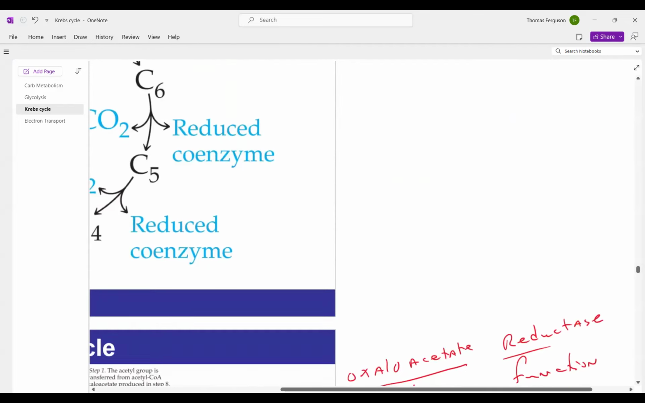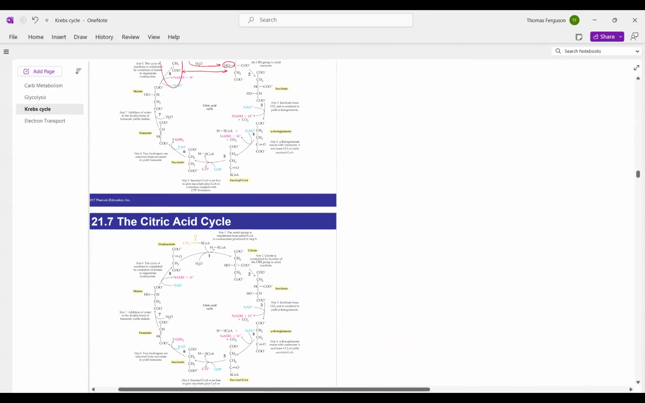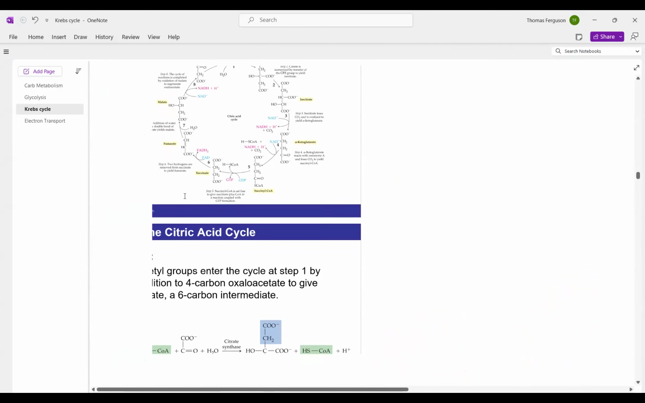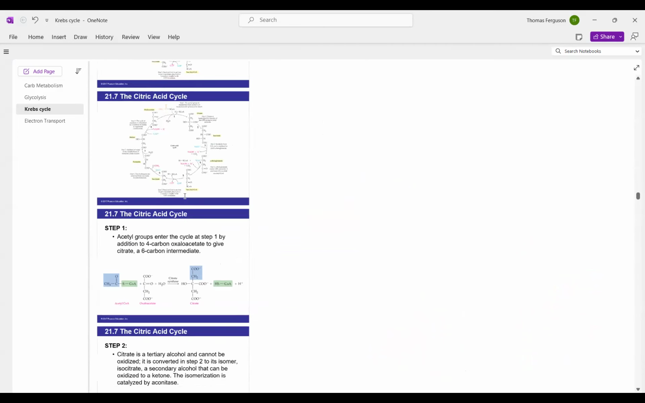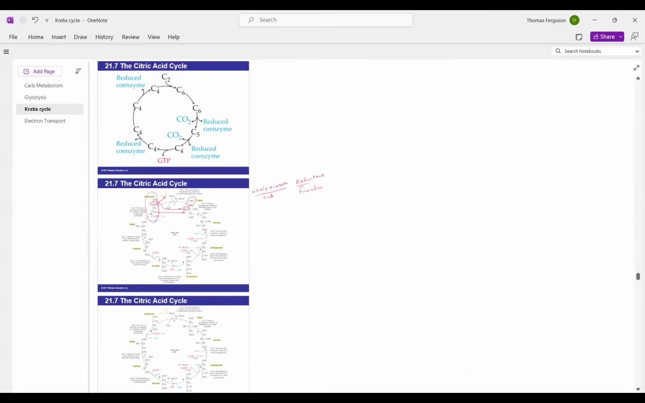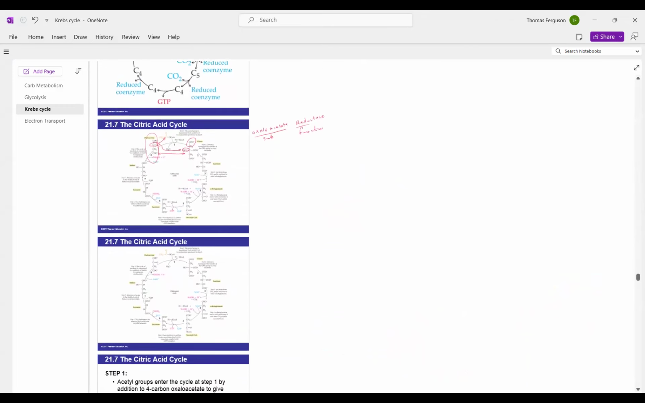Okay, so if we look at our little chart, where did the chart go? Chart is gone.